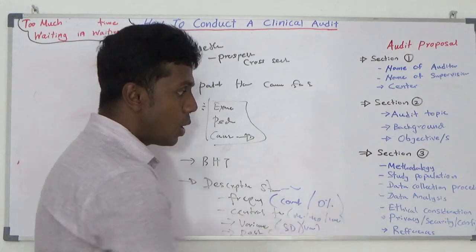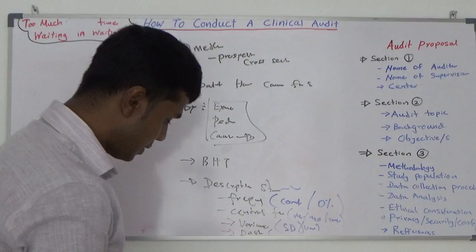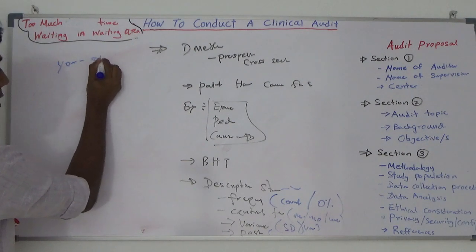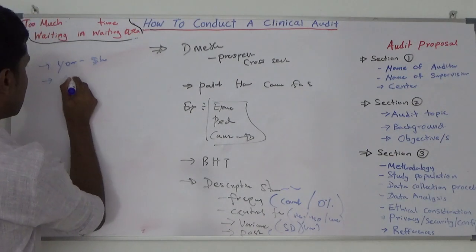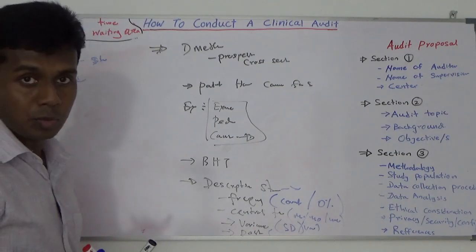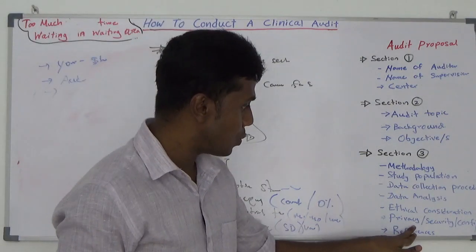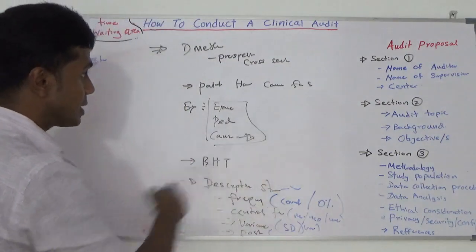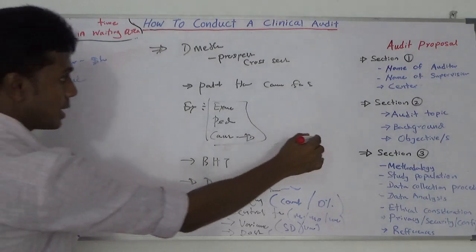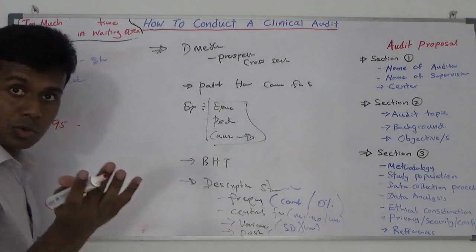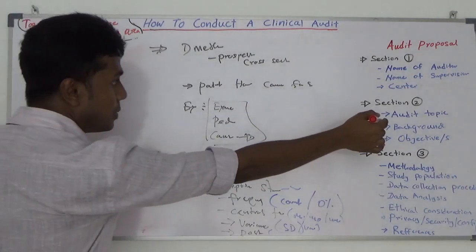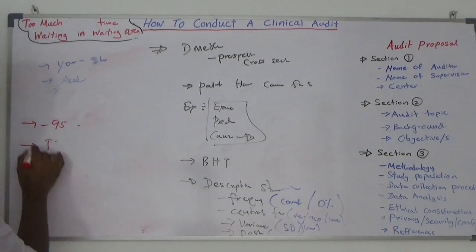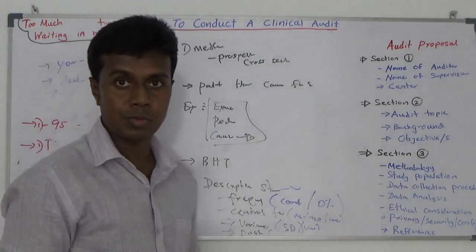So before that, you have to take ethical consideration. You have to take ethical approval from your institution, from the audit committee, and sometimes you have to take it from the postgraduate institution as well. In addition to that, you have to maintain privacy, security and confidentiality of your data, and you have to mention your references. Here my references: one reference says that 95% of patients should wait less than 2 hours, that guideline. Second one, in my background, I say hypoglycemia, dehydration, and anxiety increase, that guideline. So two references are there for me. I am going to add those two references to my audit proposal.